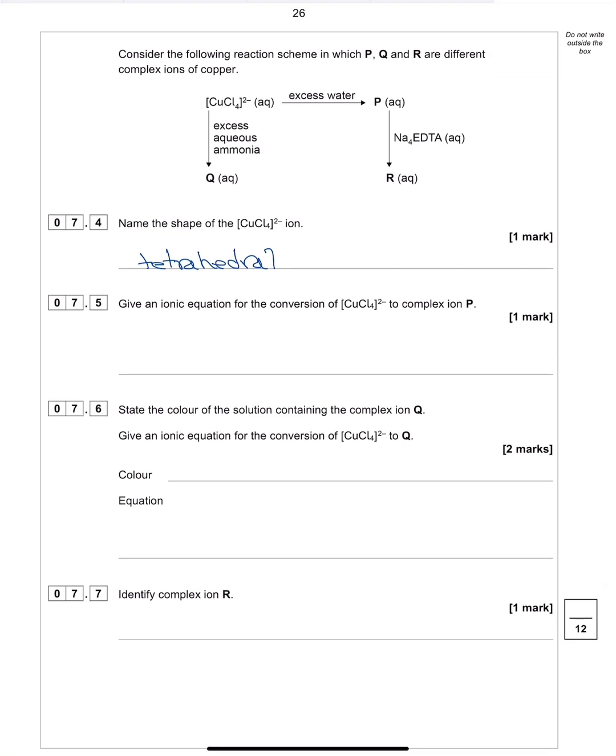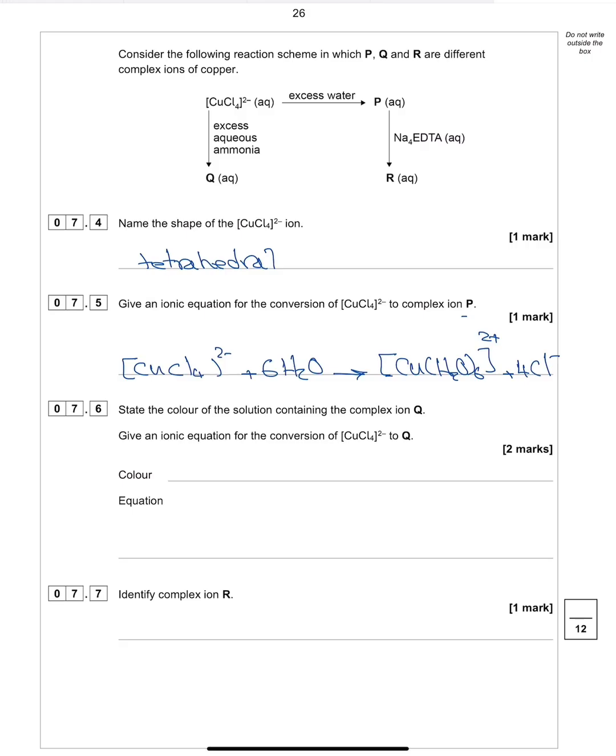Give an ionic equation for the conversion of the copper chloride to the complex ion P. So for complex ion P, when we add excess water, it's going to be a displacement reaction. And this is going to give us the aqueous copper ion. So now we have CuCl4 2 minus plus the water molecules, the excess, we need 6 of the water molecules. That will give us the copper with 6 water, and now the copper will have a 2 plus charge, plus the 4 chloride ions that were released.